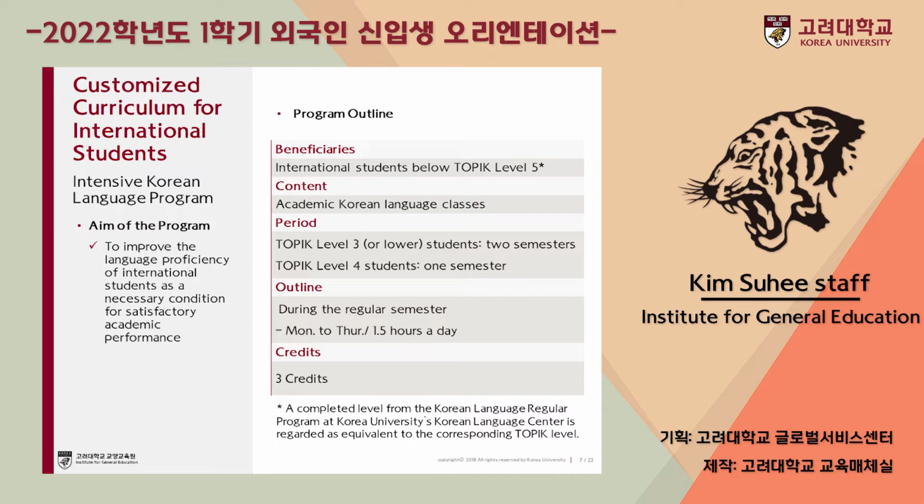Students below TOPIK level 5, meaning from level 1 to 4, are required to take the Korean intensive course. Those who attend the Korea University Language Center program will be considered equally. Students with TOPIK level 4 must take this course for 1 semester, and students with TOPIK level 3 or lower, meaning from level 1 to 3, must take it for 2 semesters. Students will take this course 4 days a week. Each class runs for 1.5 hours. You must check the schedule of this program so that you don't take regular courses which conflict with this intensive Korean language program.